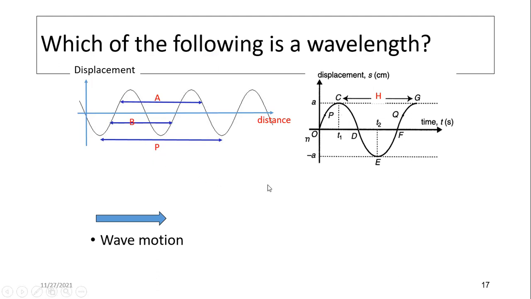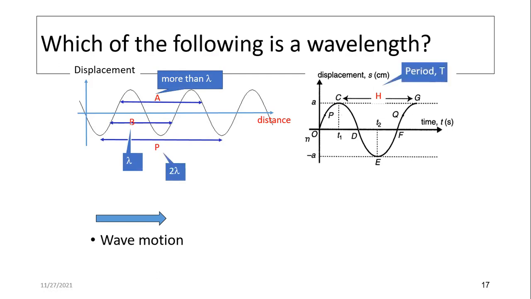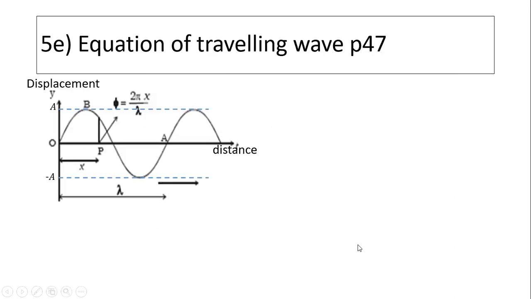How about P? How many wavelengths is P? Two wavelengths. You must be able to differentiate that. So A is more than a wavelength, B is a wavelength, P is two wavelengths. If that is your time axis and that's your displacement, then the distance from crest to crest is called your period.